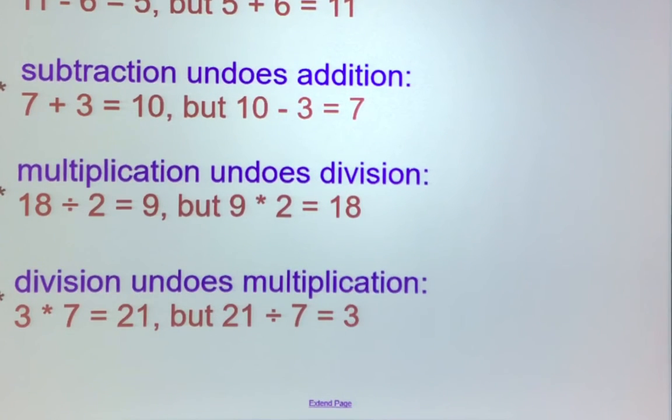Division undoes multiplication. Say we start with 3 and we multiply by 7, we get a product of 21. But if we take that product of 21 and divide it by 7, we're right back where we started at 3. Therefore, the division undid the multiplication.